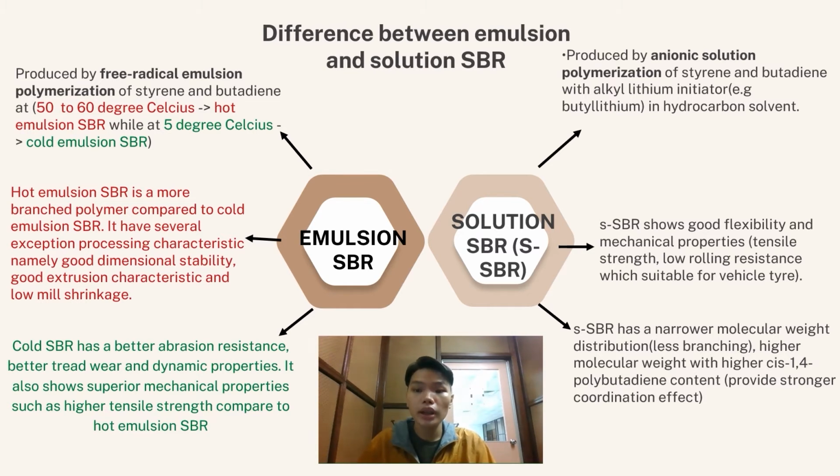The solution SBR is produced by anionic solution polymerization with the addition of an initiator in a hydrocarbon solvent. The solution SBR shows good flexibility, good mechanical properties, and low rolling resistance, which is most suitable for vehicle tire application. The SSBR shows a narrow molecular weight distribution, which provides a stronger coordination effect in the SBR molecule.